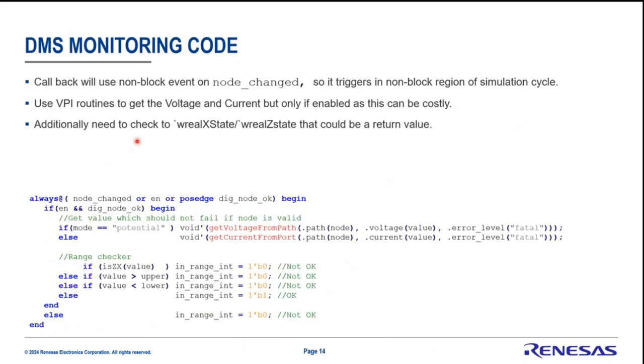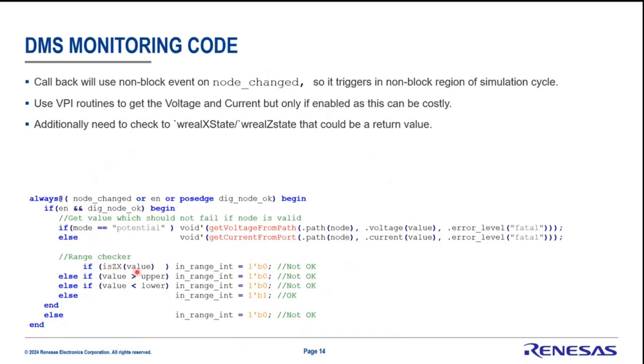So the DMS monitoring code, as I said, would be triggered on this node change non-blocking event, which would then call the node this always block. Again, we'd check if it's enabled and digi OK, else we would say it's not OK. Then, depending on the mode, if it's potential, we call some VPI routines I've written and have presented in the past. Get voltage from path would take in the node, this is the return value, and what to do if that fails. Clearly, this shouldn't have failed because that node should have passed our previous checks.